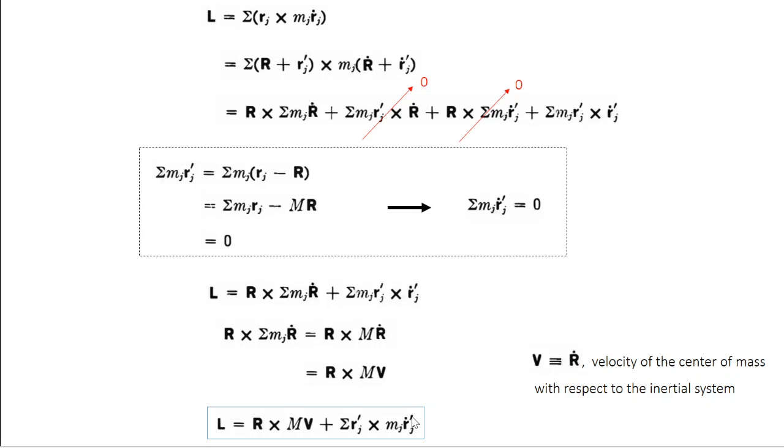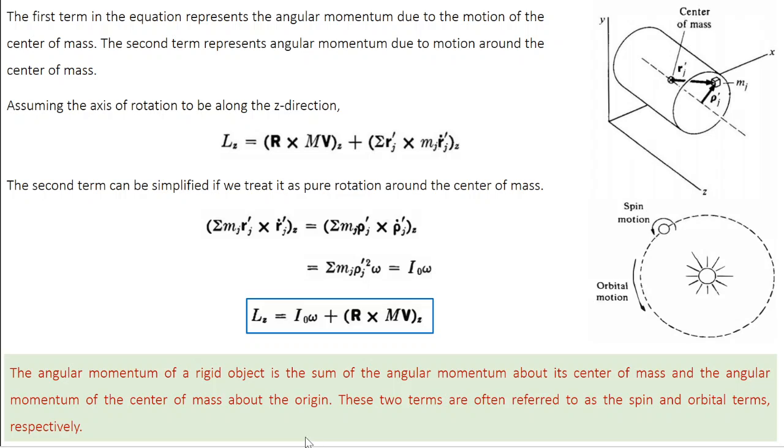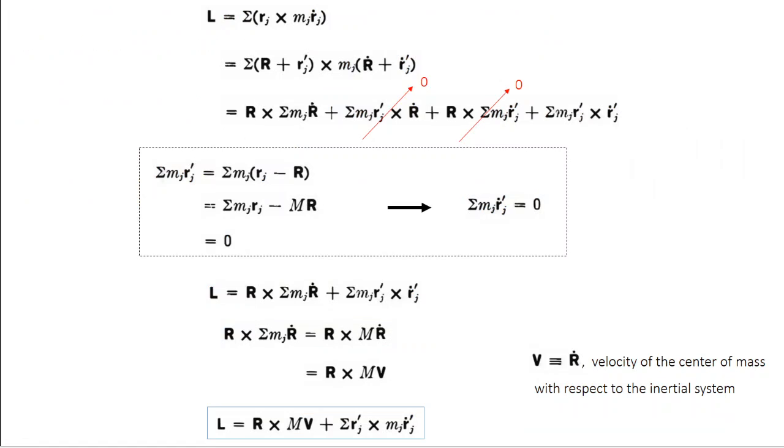Now what's the physical meaning of this equation? The first term in the equation is nothing but the angular momentum due to the motion of the center of mass, and the second term is angular momentum due to the motion around the center of mass. So first one is angular momentum due to the motion of the center of mass about the origin. Second one is the angular momentum due to motion around the center of mass. You will find that these are the common types of terms in all the subsequent equations.